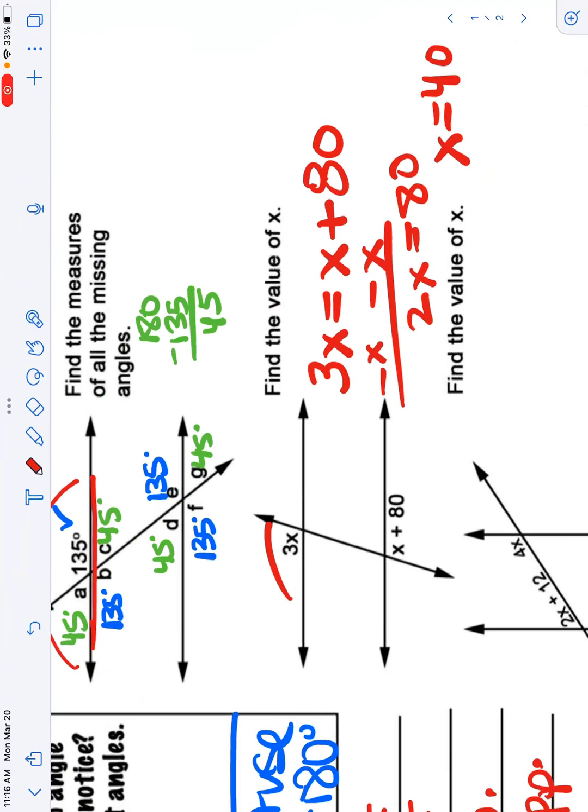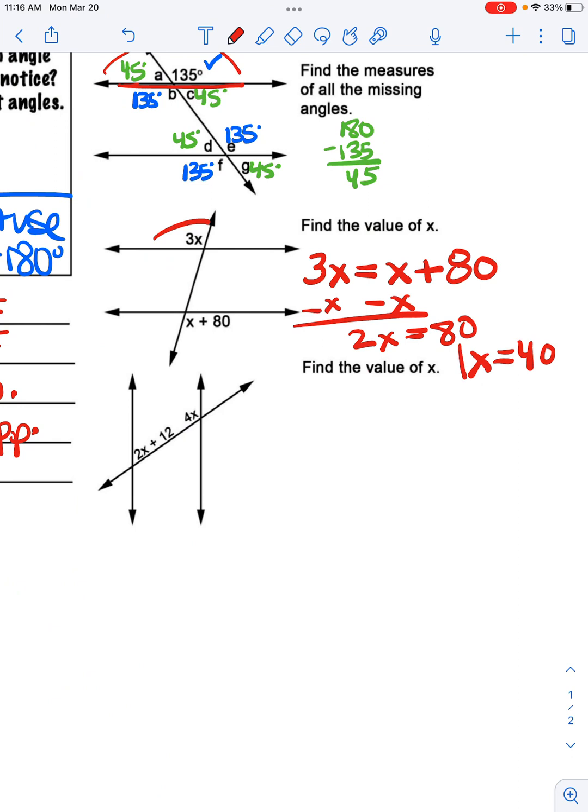So it might ask you what's x, or it might ask you how big is the angle. So if they ask you what's x, which is what they're asking, then it's 40. But if they ask you how big is this angle, you just do 40 times 3 is 120. So the actual angle size is 120, and 40 plus 80 is 120. And they have to be the same, right? That's how we set up our equation.